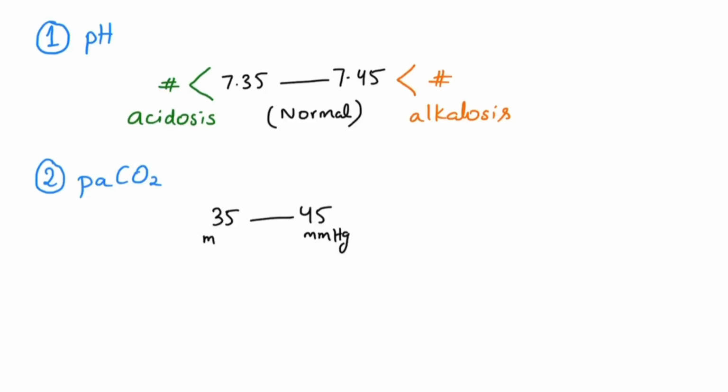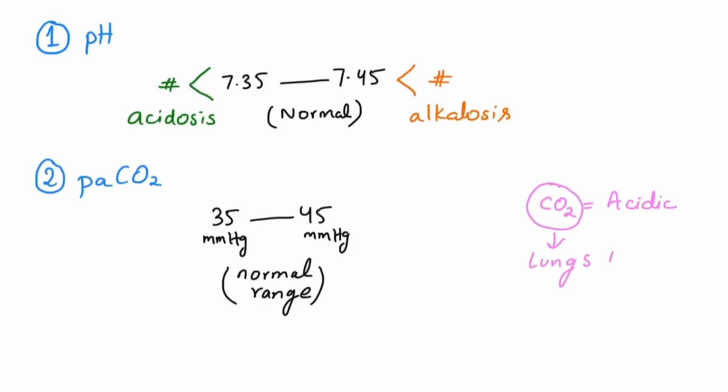Is it respiratory or is it metabolic? So for that, let's look at the partial pressure of carbon dioxide, and in that we have a normal range. And as we have discussed, carbon dioxide is basically acidic. So if there is more acid, it means there is more carbon dioxide. So the lungs will basically regulate the breathing rate to wash out carbon dioxide or retain more carbon dioxide in order to maintain the pH as per the body's need.